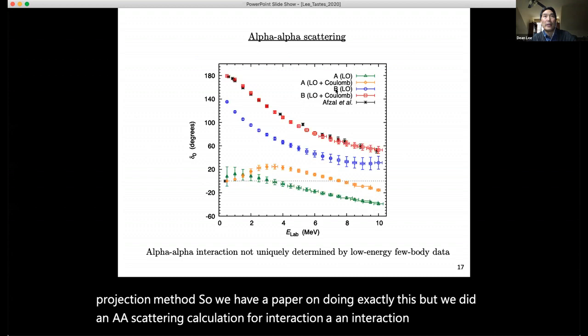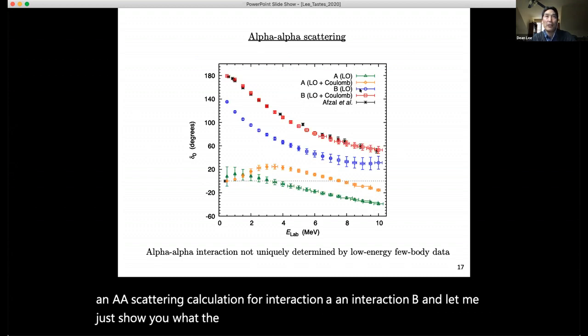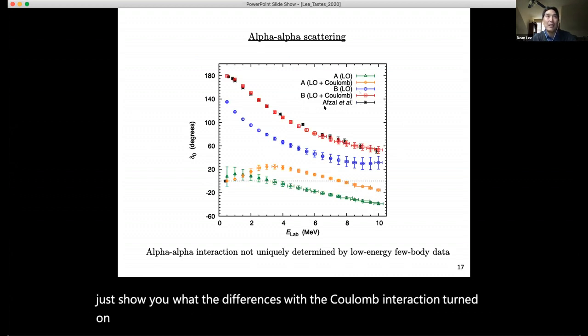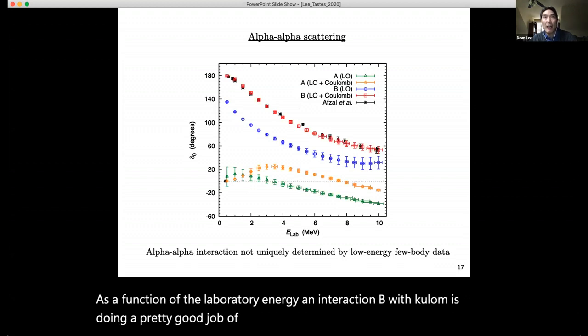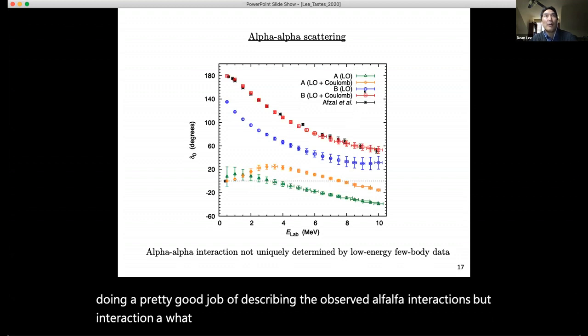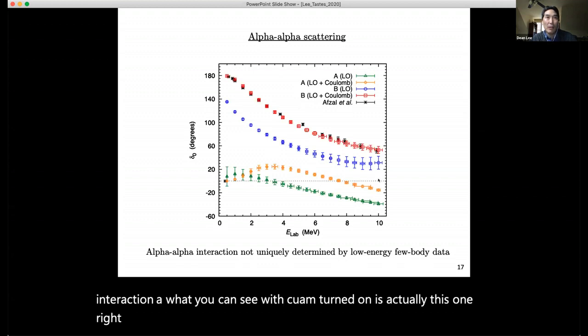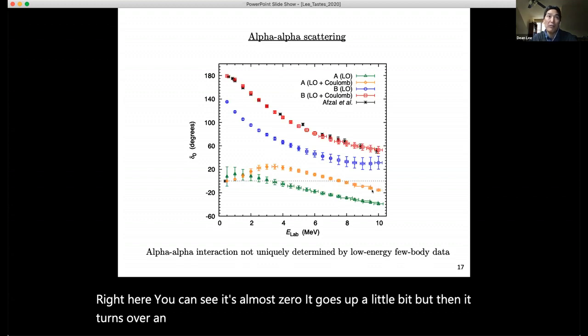Let me just show you what the difference is with the Coulomb interaction turned on. The asterisks are the S-wave scattering phase shifts as a function of the laboratory energy. Interaction B with Coulomb is doing a pretty good job of describing the observed alpha-alpha interactions. But interaction A, with Coulomb turned on, is this one right here. You can see it's almost 0. It goes up a little bit, but then it turns over and actually becomes repulsive. Essentially, on average, it's kind of almost nothing.